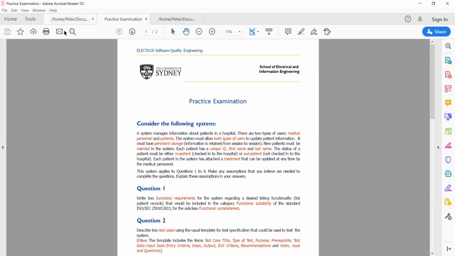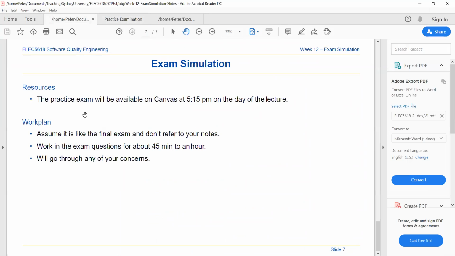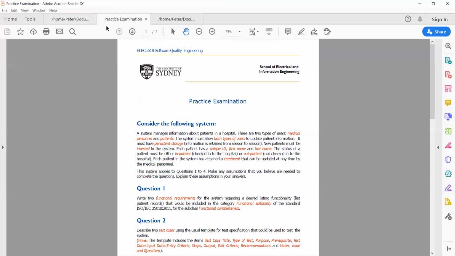Please remember, assume this is a final exam. Forget about checking your notes for now. The main goal is to be able to know how far you can dissect these questions. What are those strategies, those steps you're going to use to answer the questions?